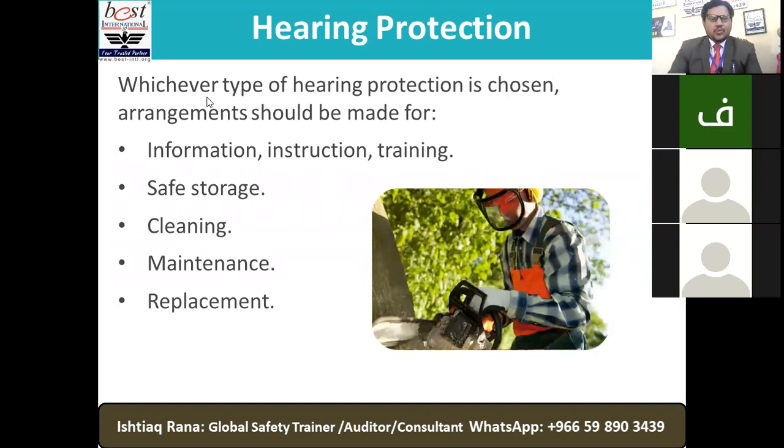Now, whichever type of hearing protection is chosen, arrangements should be made for information, instruction, and training. How to wear, how to use, how to maintain, how to clean. It's like safe storage, cleaning, maintenance, and even when to replace. We truly need to train.